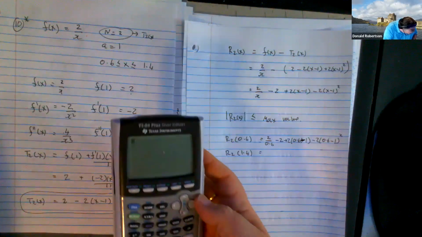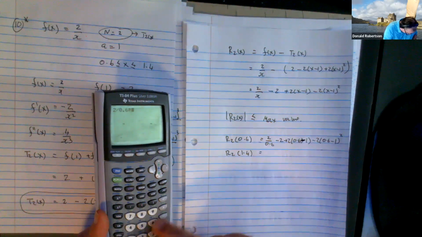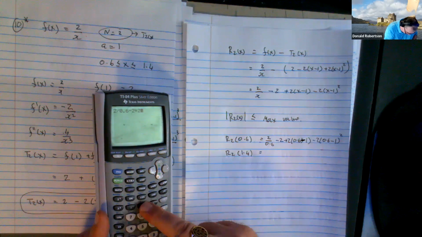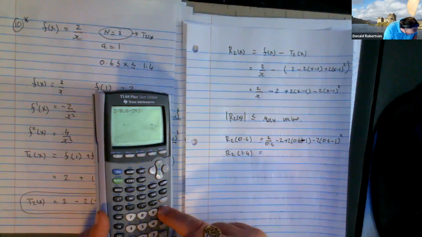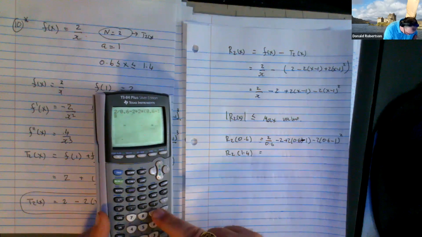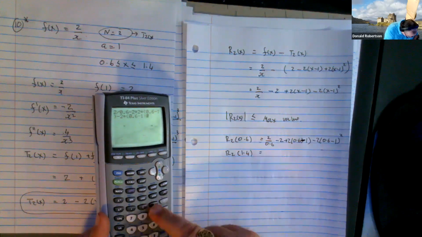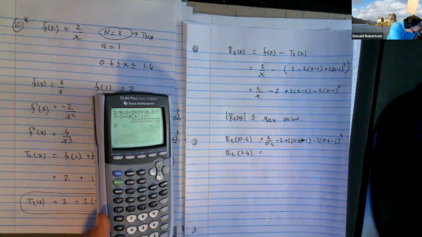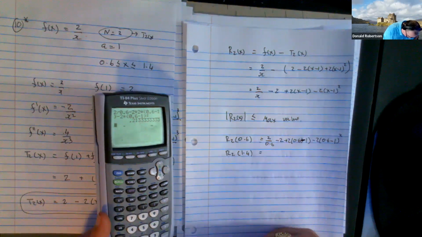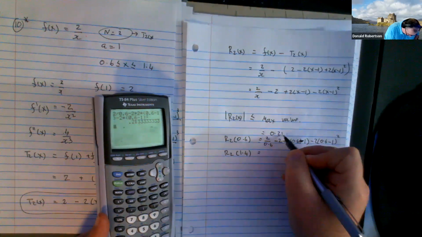And I wish I hadn't done that because it's so big I can't write my answer, but here goes. 2 divided by 0.6, take away 2, add 2 lots of (0.6 minus 1), close the brackets, take away 2 lots of (0.6 take away 1), close the brackets, squared, and the answer I get, I'll have to put it up here, is 0.21 and lots of 3s.